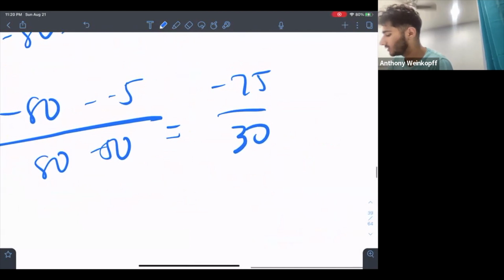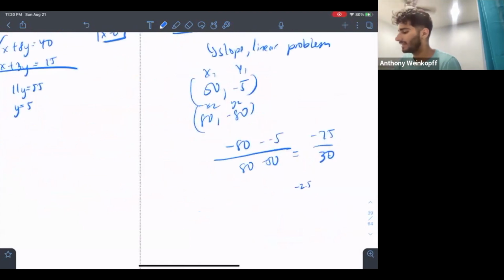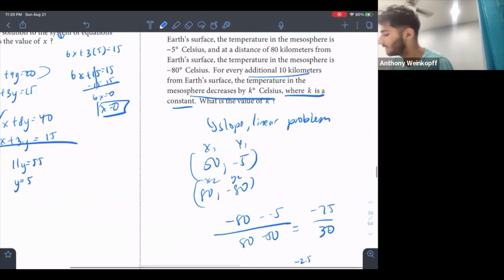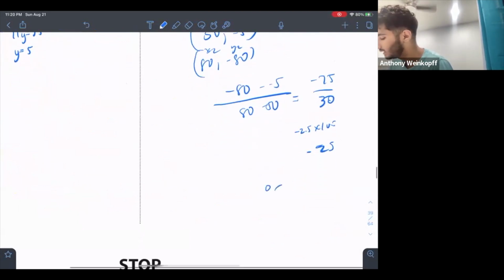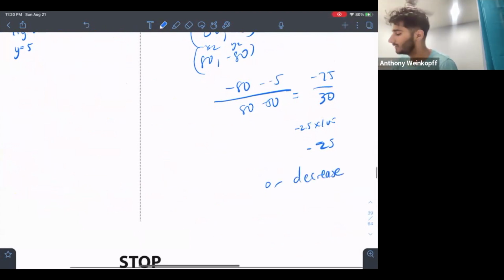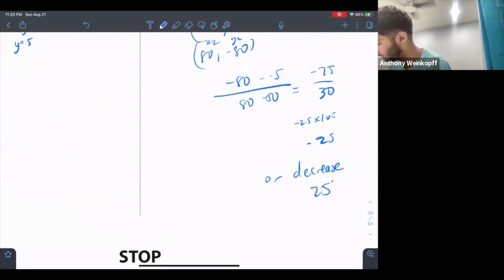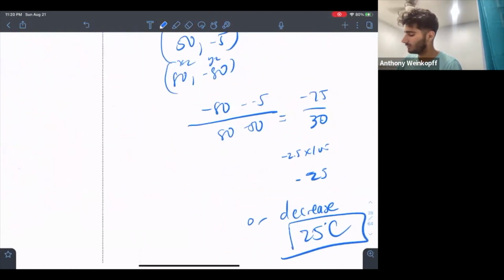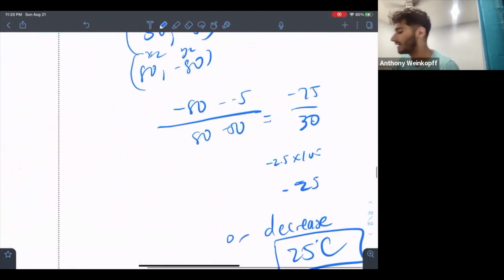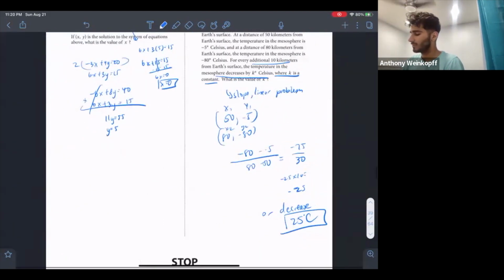Yeah, so you would have to do -75 over 30, which is equal to -2.5. And then since it's asking for every additional 10 kilometers, you would just multiply by 10 to get -25, or a decrease, which implies a -25 degrees Celsius change. Okay, so that's how you do that problem. You're just understanding that it's a slope problem, and that once you do the slope, you can just do the basic calculation, and then you'll be able to get the correct answer.